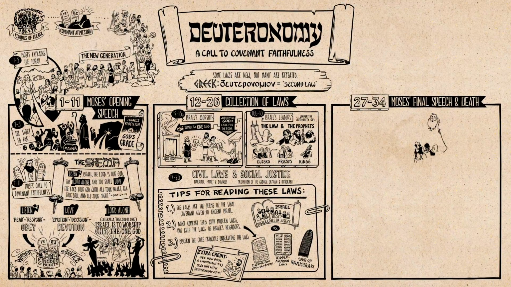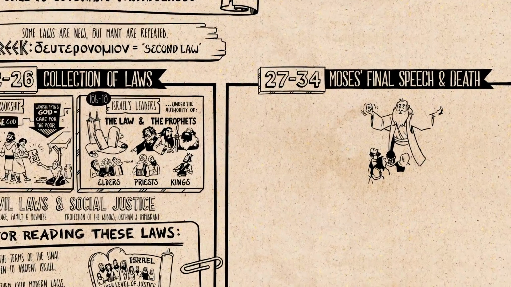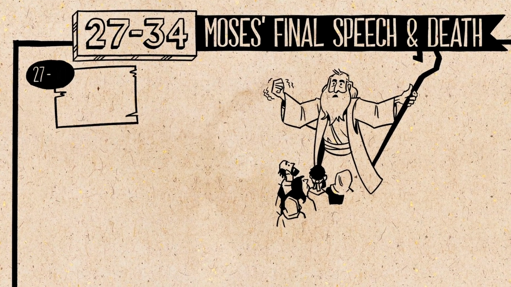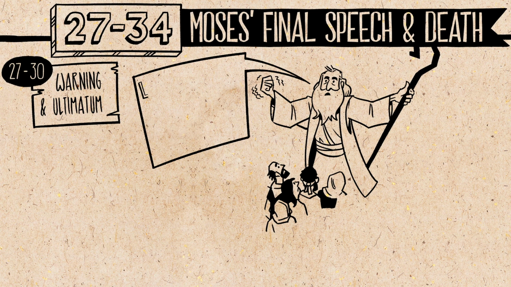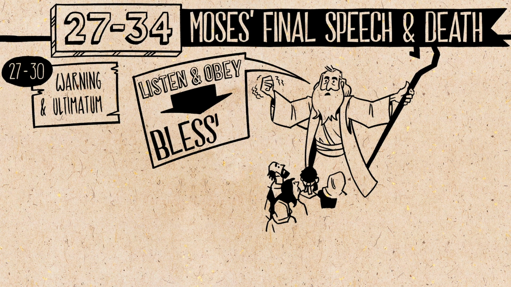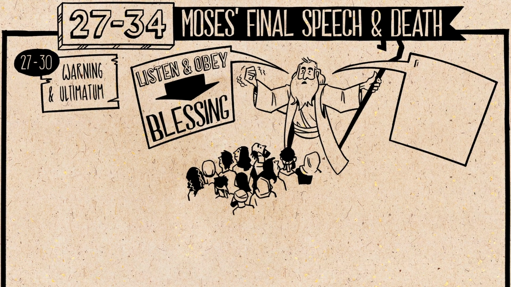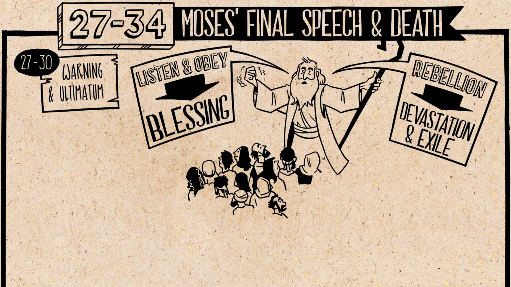After he goes through all of the laws, he issues a final challenge that Israel should listen to and love their God. He first issues a warning and an ultimatum. If Israel listens to and obeys their God, everything's going to go great, lots of divine blessing. But if they don't listen and rebel, famine, plague, devastation, and ultimately exile from the land.